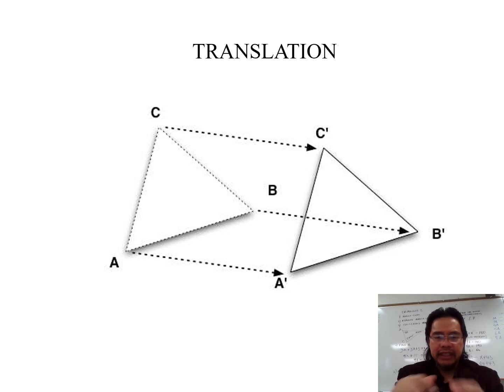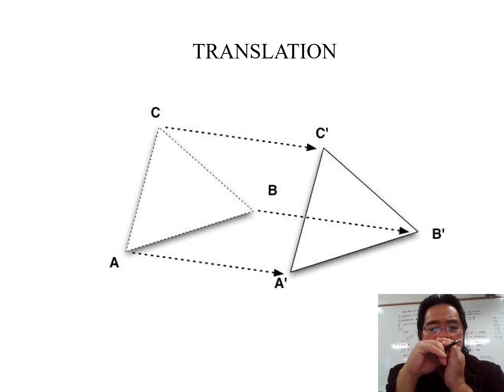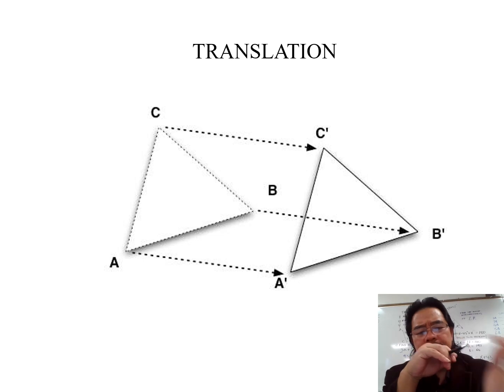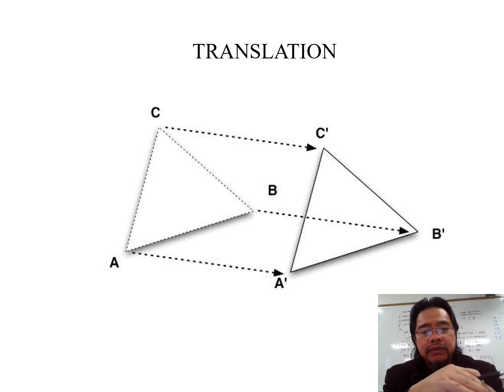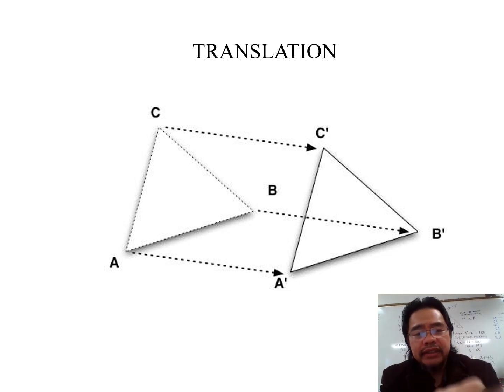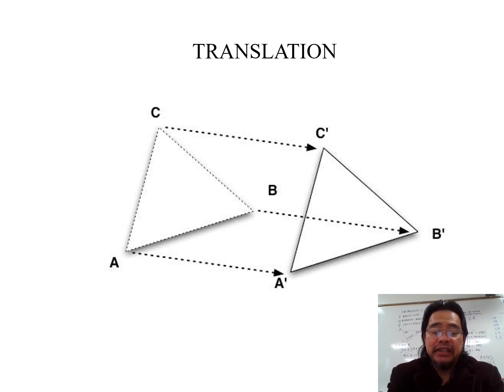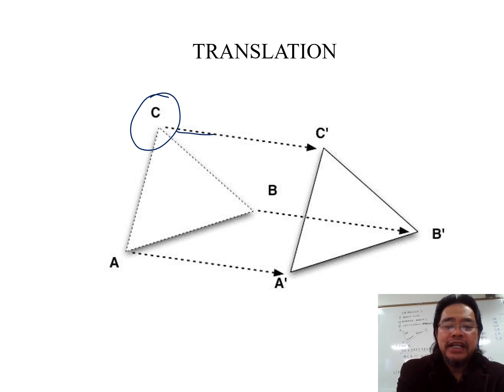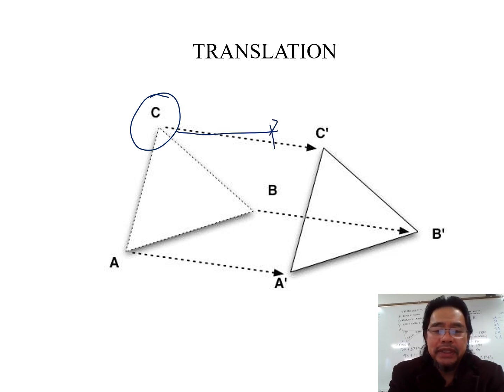Let's move to translation. So in translation, it comes from the word transfer. Transfer without moving. The other term for translation is slide. Slide to the right, slide to the left, right? Just like your dance. So C, for example, here slides to the right and occupies a space here. And the C maintains its topmost position.